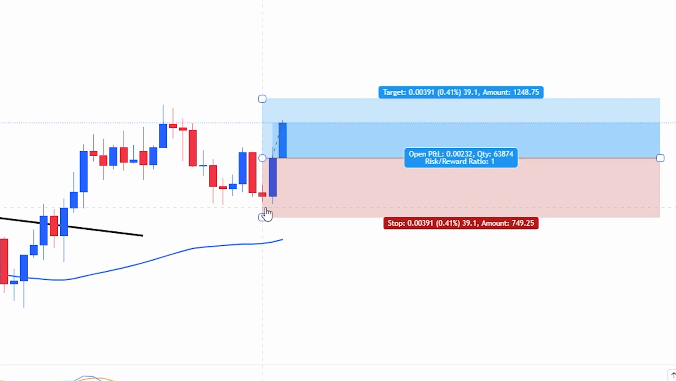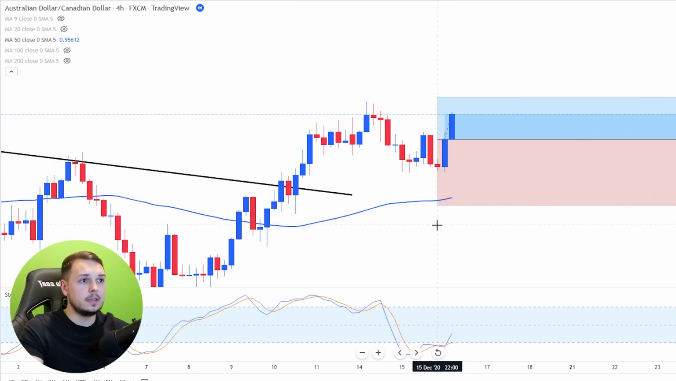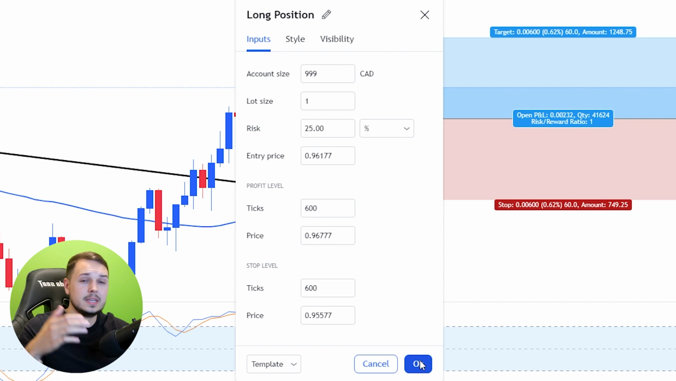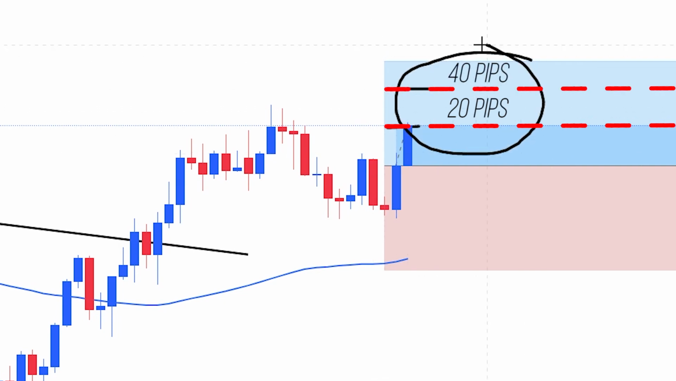What do we do? Stop loss just below the 50 moving average. In this case, you could have increased it to maybe 60. So that would be 60 pips take profit, 60 pips stop loss, right? And you can do 2-to-1 to 3-to-1 risk to reward ratio once we reach our first take profit level, whether it's going to be 20 pips, whether it's going to be 40, or whether it's going to be the 60 pips we are currently talking about. It's totally up to you how you manage your money.